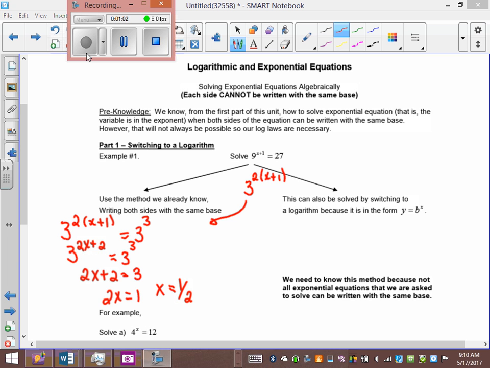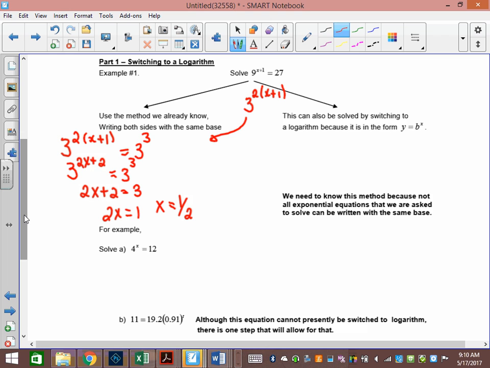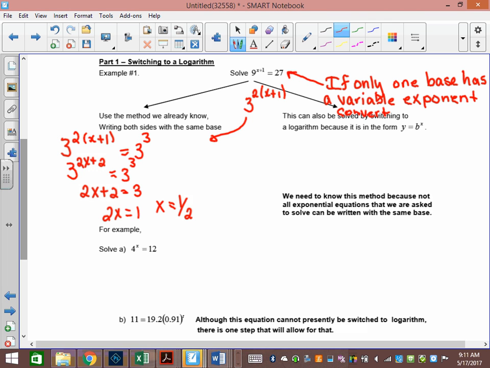The other way you can solve these, especially if you can't get common base, but only one of the bases has a variable exponent, is you can convert it to a log. So if only one base has a variable exponent, and you literally have one base on one side and one base on the other, convert to a log.